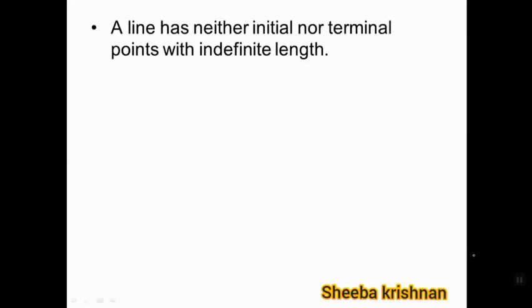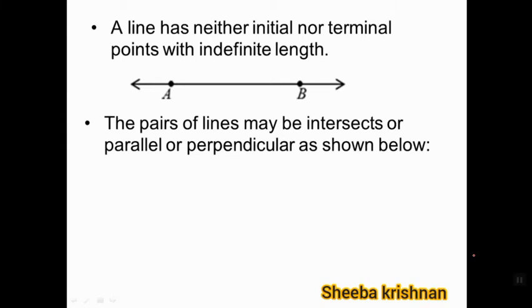Lines and angles. A line has neither initial nor terminal points, with indefinite length. We know that a line doesn't have endpoints. The pairs of lines may intersect, or be parallel or perpendicular, as shown below.